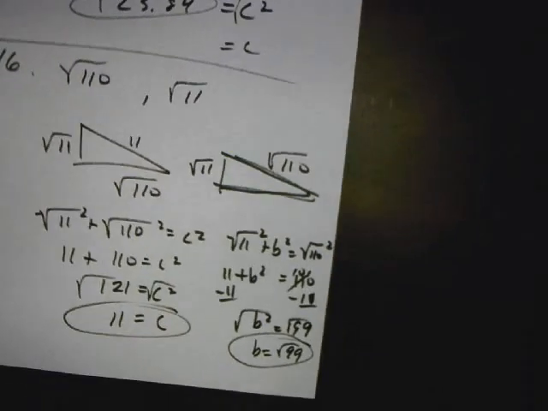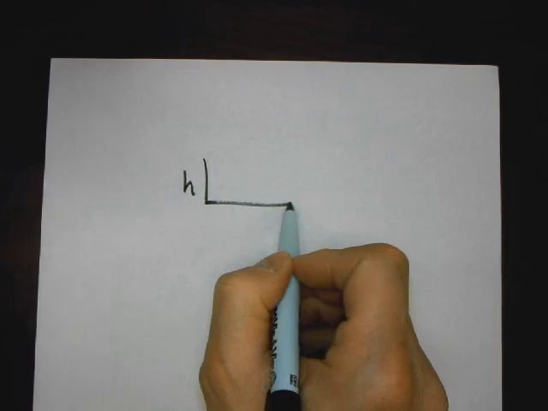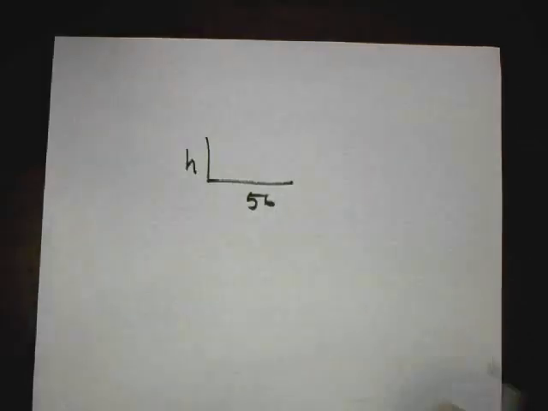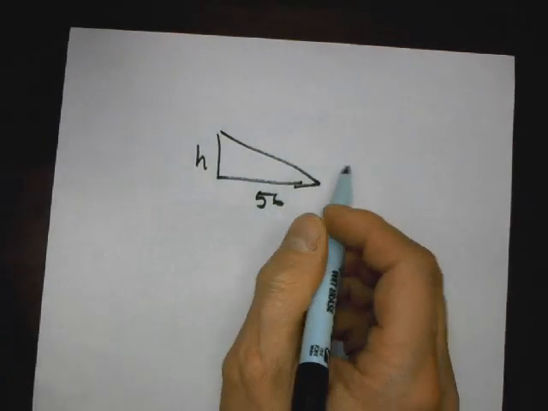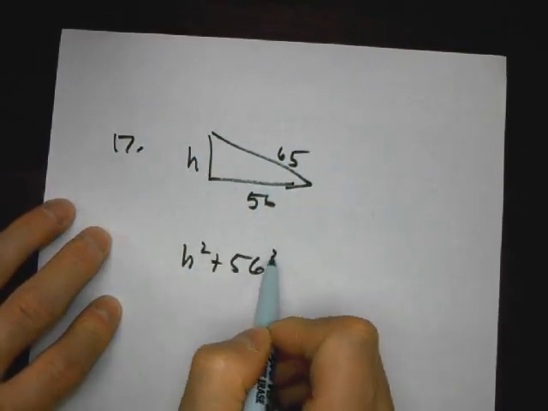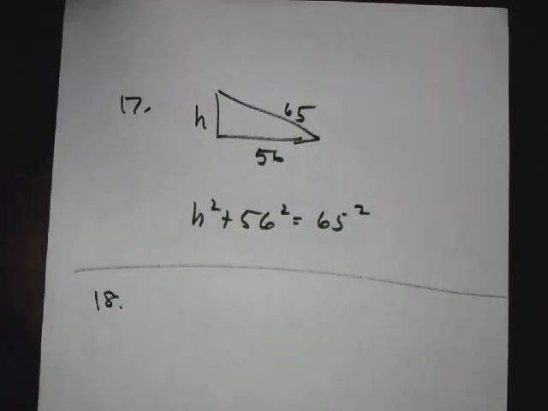All right, almost done. 17. So for 17, we have another right triangle problem. They say find h, they give you the base is 56, and you can use this, which is the same as this, as the hypotenuse. So we have 65 here, so it's going to look like this for number 17. We're going to have h squared plus 56 squared equals 65 squared, similar to the last two problems. I'm going to let you guys finish that for the sake of time here.